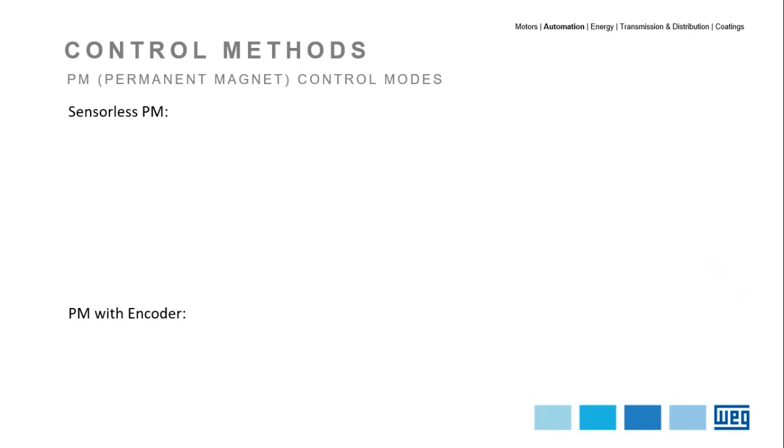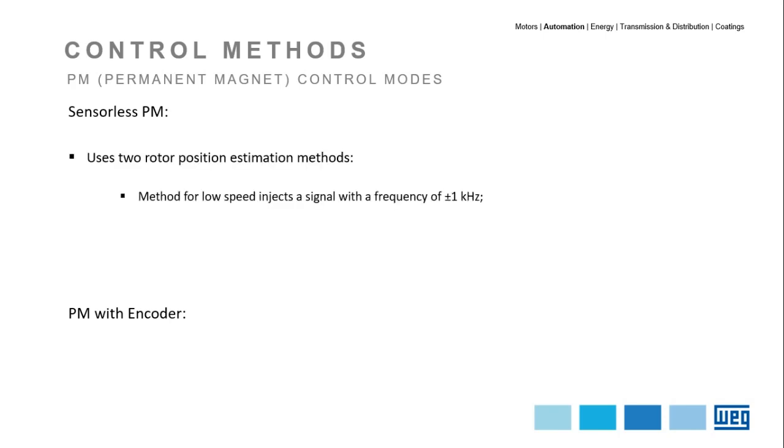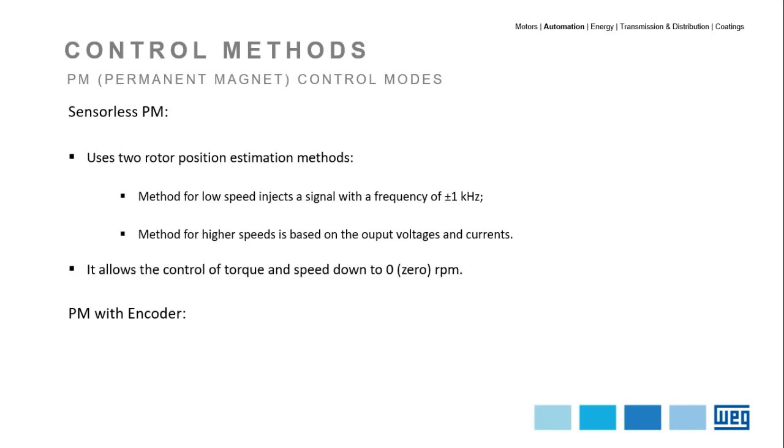In the case of the sensorless PM control mode, it uses two methods of estimating the rotor position. For example, the method for low speeds uses the injection of approximately 1 kHz frequency signal, and the method for high speeds is based on the output voltage and currents. Unlike the sensorless vector control method for induction motors, the sensorless vector control for permanent magnet motors allows torque and speed control down to zero RPM.